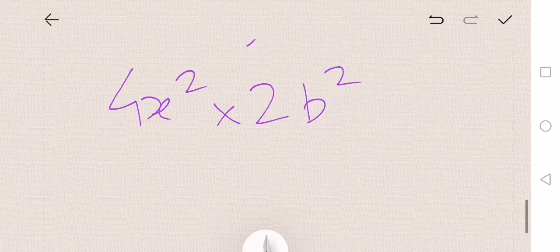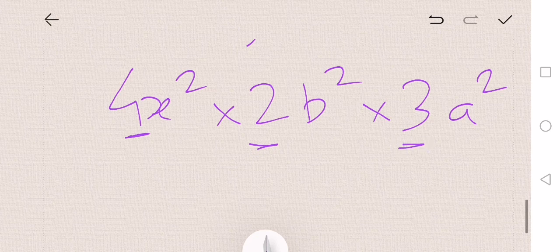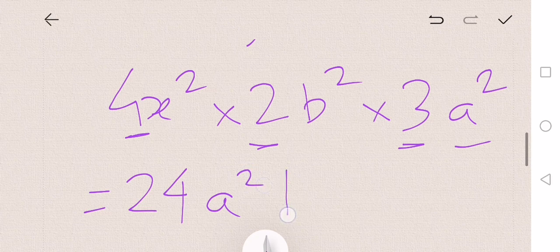Okay, so if someone says 4x squared times 2b squared times 3a squared, what do you do? 4 times 2 is 8, 8 times 3 is 24. So if they are numbers, you just multiply them first. Then which one is first? a is first, then b, then x. So you need to write down a squared, b squared, x squared.